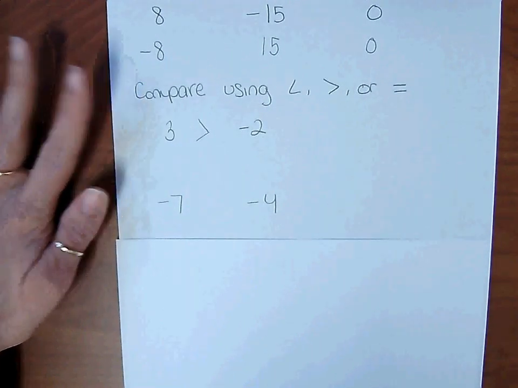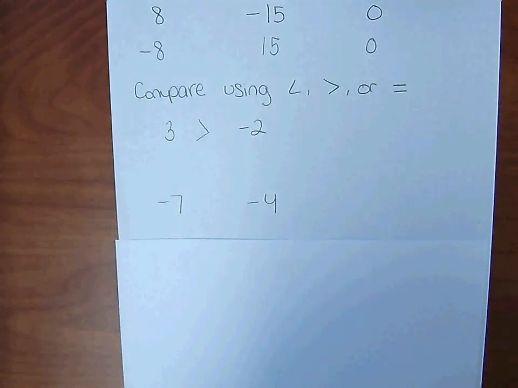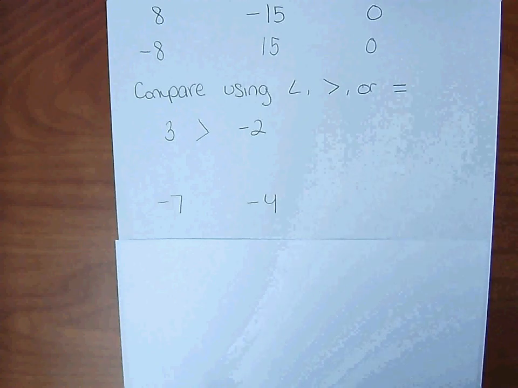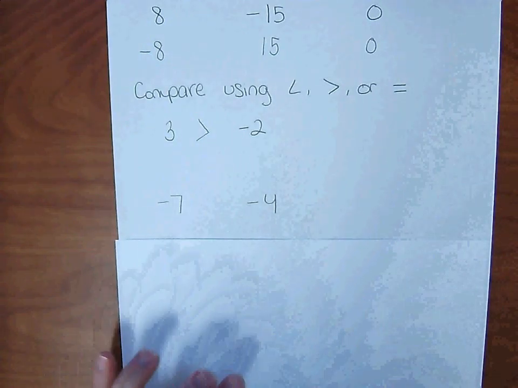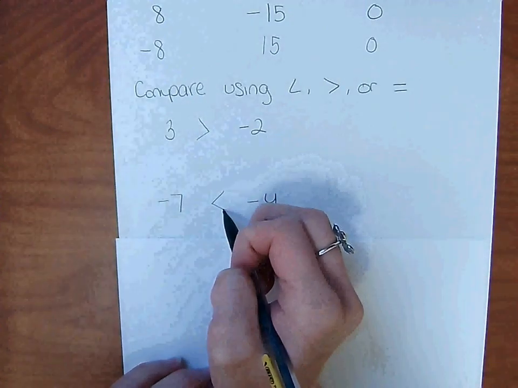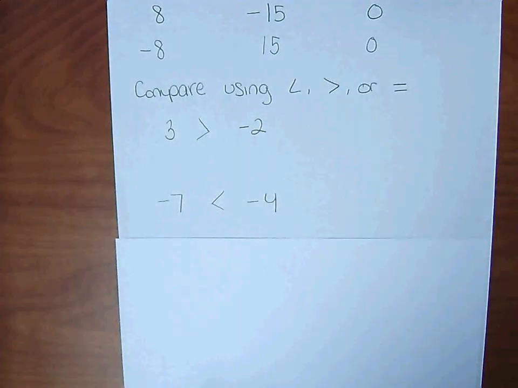Comparing -7 and -4. -7 is further away from 0, going left. So -4 is the bigger number, so the mouth is going to open towards the -4. And we read this as -7 is less than -4.